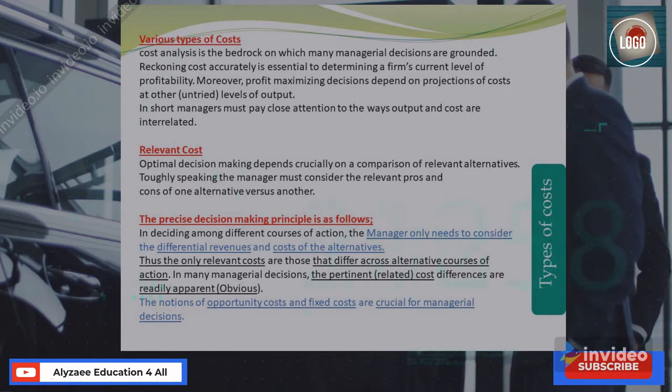In many managerial decisions, when senior management decides, the pertinent related cost differences are readily apparent. Ready ke obvious hai, nazar aa rahe honge. The notions of opportunity cost and fixed cost are crucial for managerial decisions in any firm or any industry.